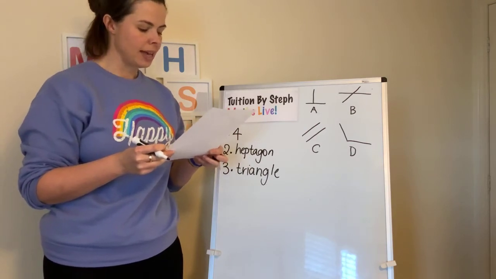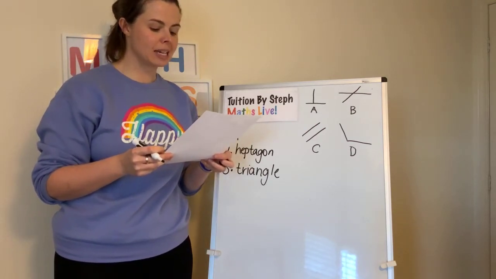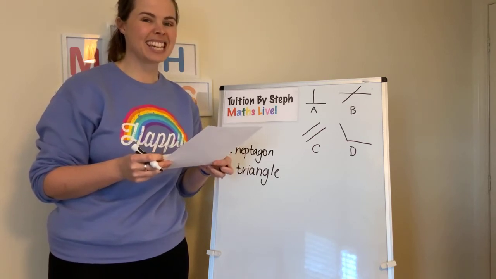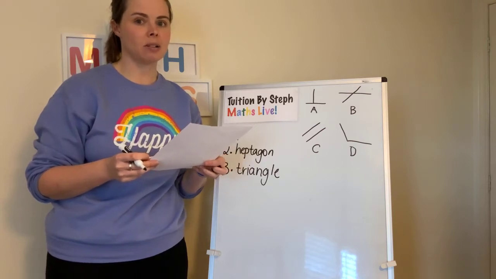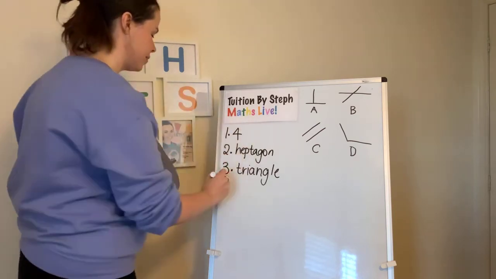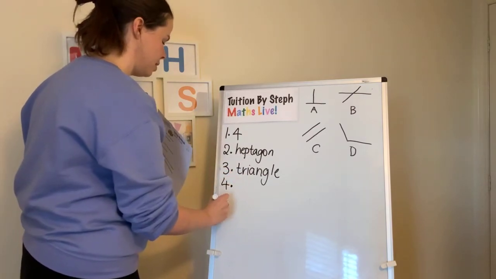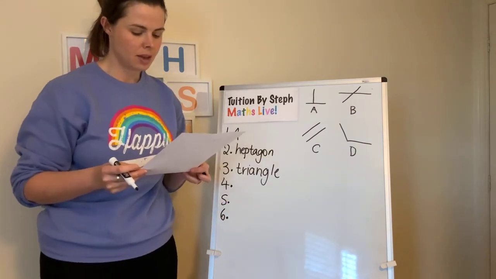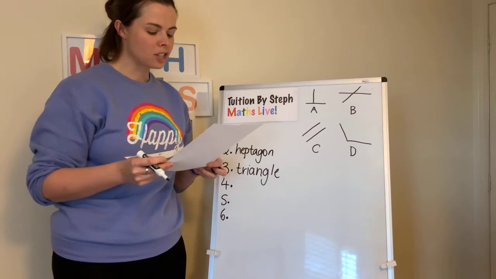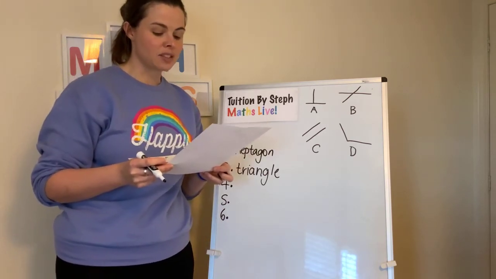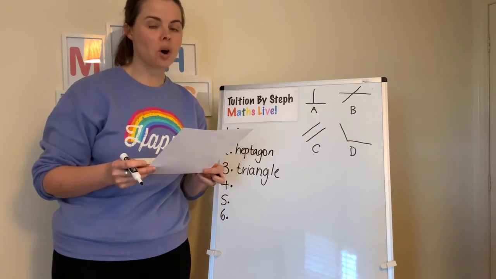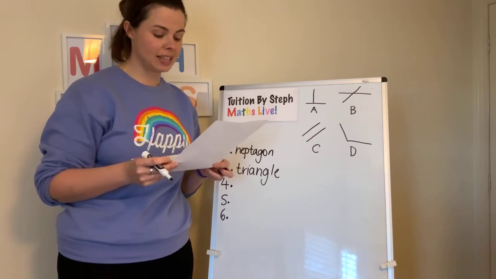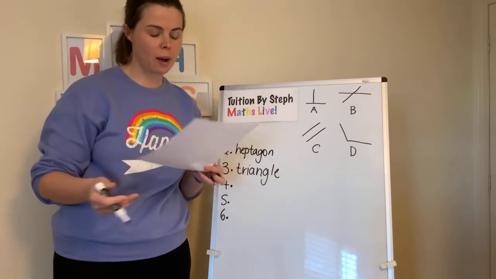Question 5 is how many perpendicular sides does a rectangle have? How many perpendicular sides does a rectangle have? And question 6, which 3D shape has faces which are all squares? Which 3D shape has faces which are all squares or squared shaped?